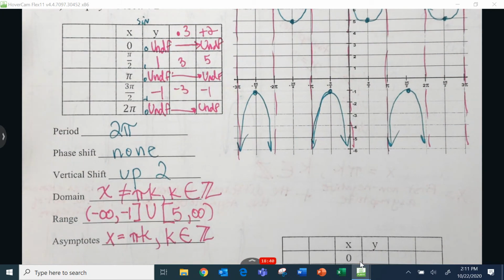Where we did sine and cosine, their range was in between, with a bracket like this. Now for cosecant and secant, the range brackets go that way, just like the graph went that way.